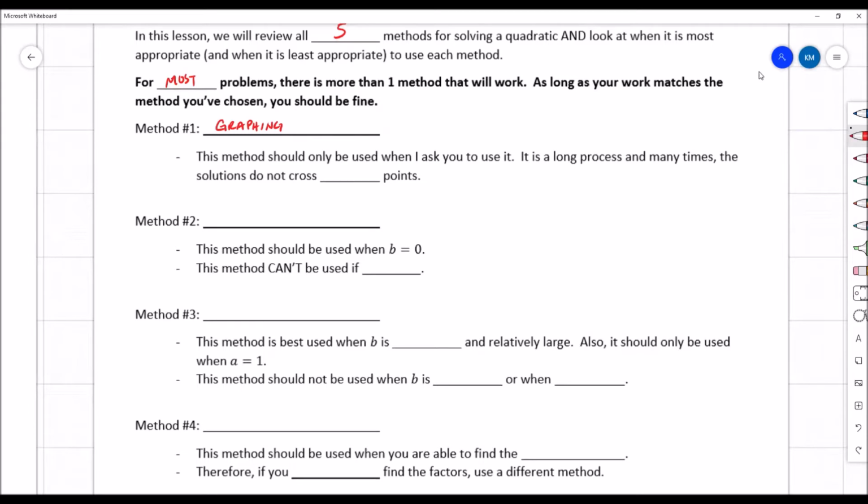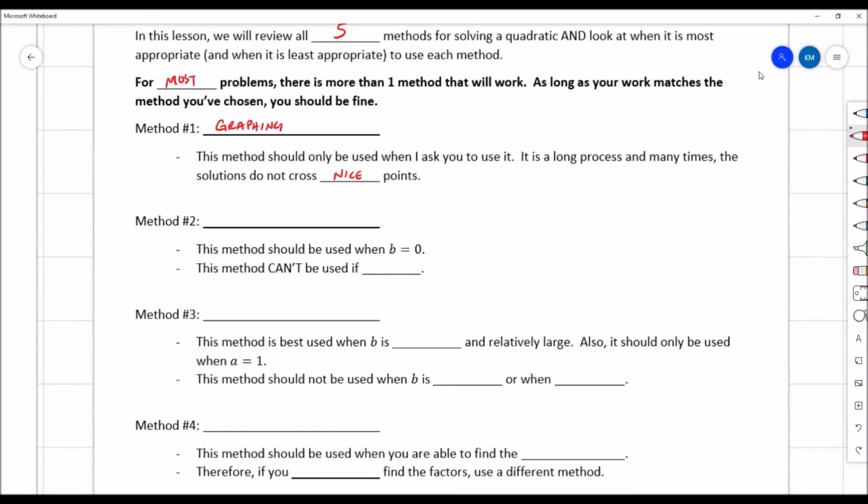But this method should only be used when I ask you to use it. It's a long process, and many times the solutions don't cross nice points. When they do cross, there are select problems that give us really nice numbers, but even in those problems, it is probably the least efficient way to solve it. So unless you're asked to solve by graphing, you probably don't want to. And in the real world, you probably wouldn't want to do this unless you were trying to make a visual aid for what is happening in the situation.